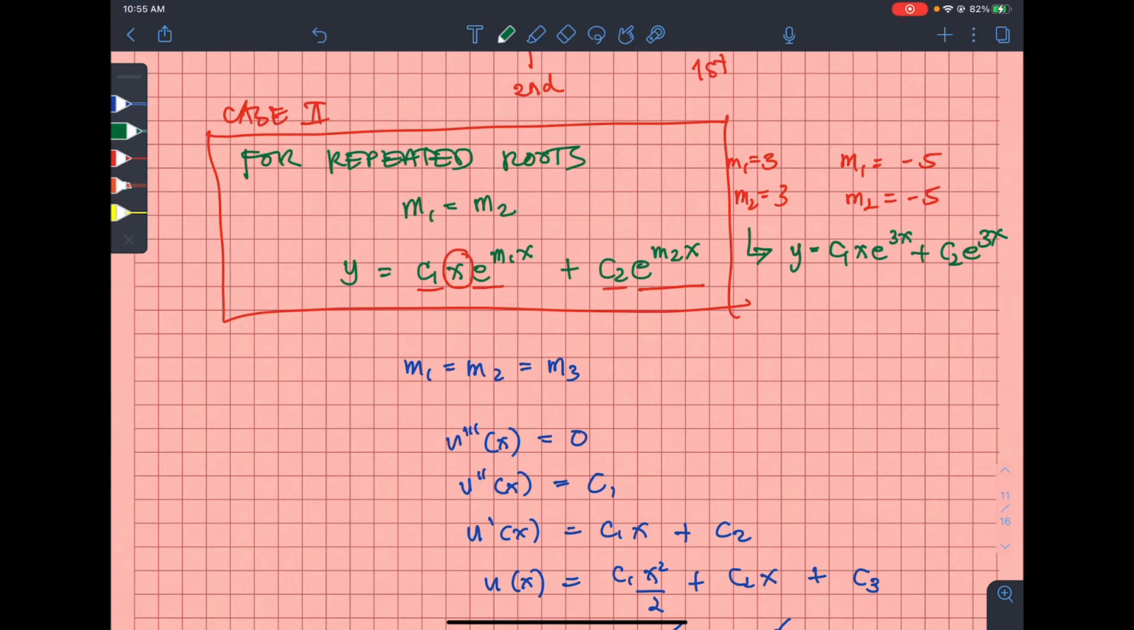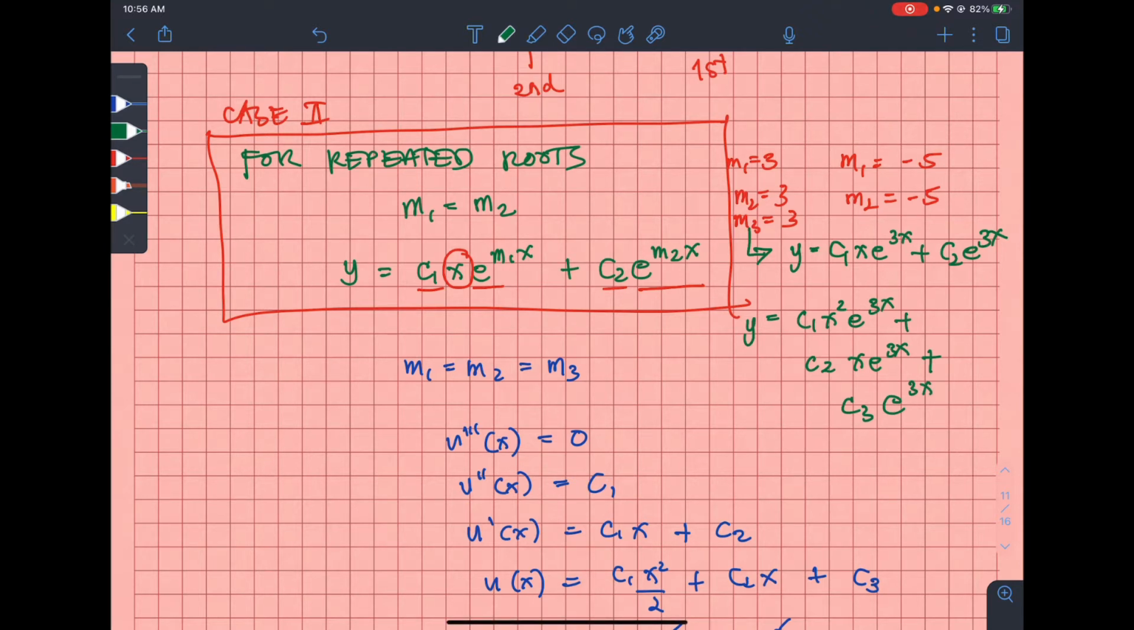It only follows that, for example, if it's a third order differential equation, and we have m sub 3 here, and m sub 3 is 3 as well, it's repeated roots, repeated 3 times. Our solution then would start with x squared. So C1 x squared e raised to 3x, plus, the power of x will drop, C sub 2 x e raised to 3x, and then lastly, plus C sub 3 e raised to 3x. So that is for the third order.